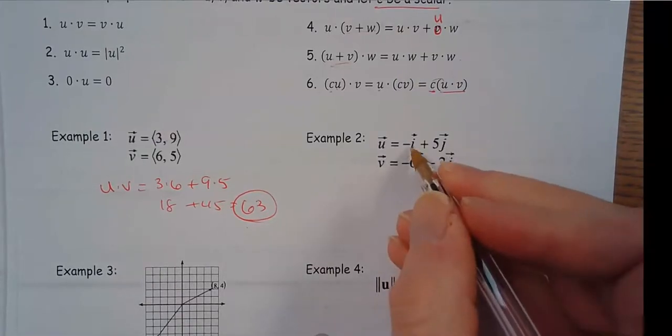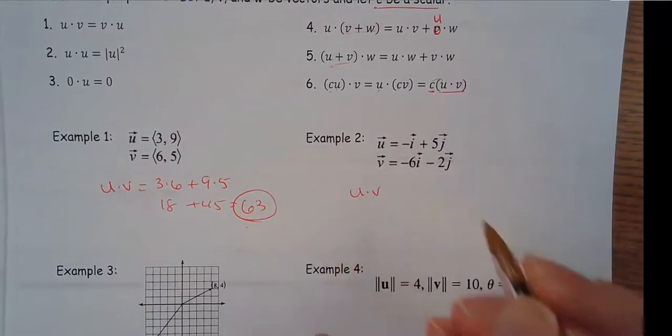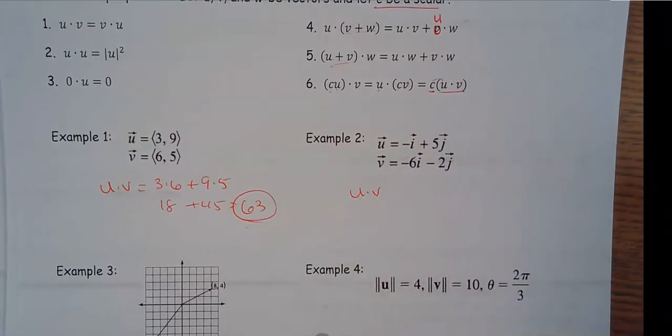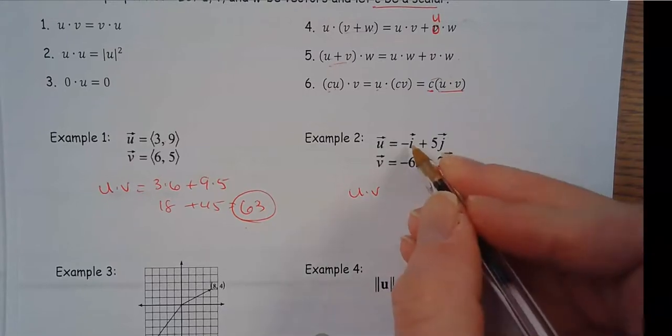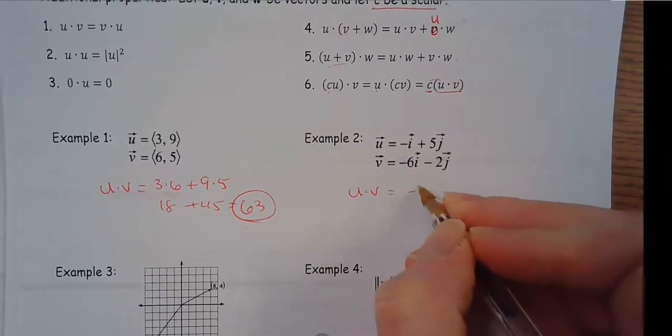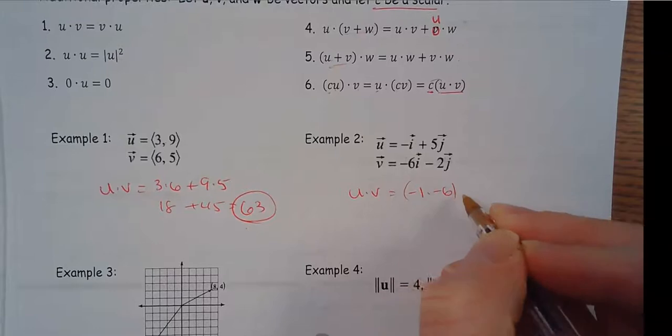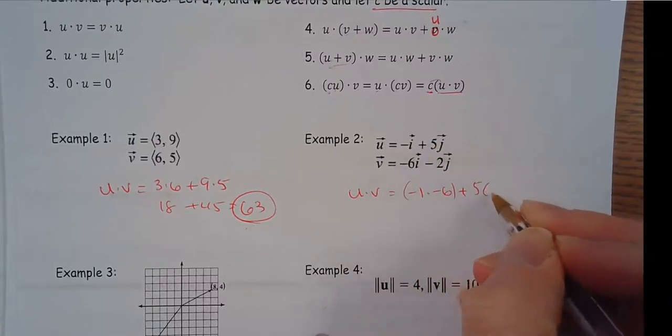On this one here, going to u dot v, we're going to multiply the x components together, so this would be -1 times -6, plus 5 times -2.